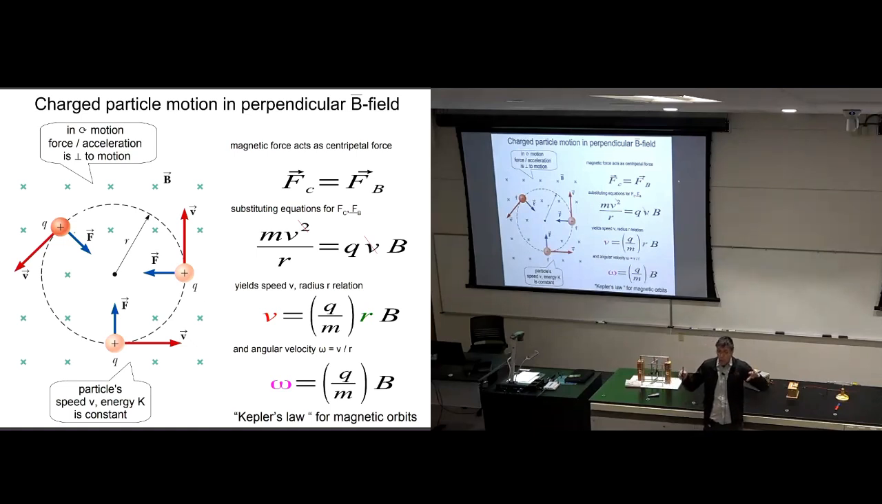For magnetic orbits, the relation between the speed of the orbit and the radius of the orbit is very simple. The speed of the orbit is simply in proportion to the radius of the orbit. If you double the radius of the orbit, make it twice as big, you're going to double the speed around the orbit. That is an enormous consequence.